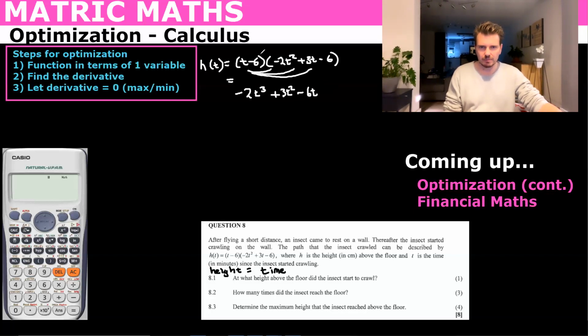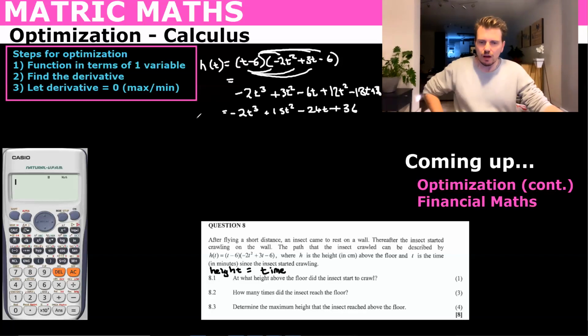Then I times by this one now, these 3, so 6 times the other 3. So it's then plus 12t squared minus 18t plus 36. And so we get minus 2t cubed plus 15t squared minus 24t plus 36. Okay, so this is a cubic function.